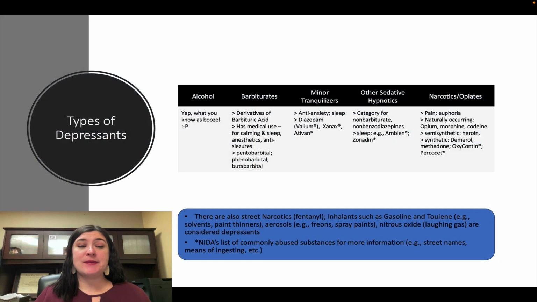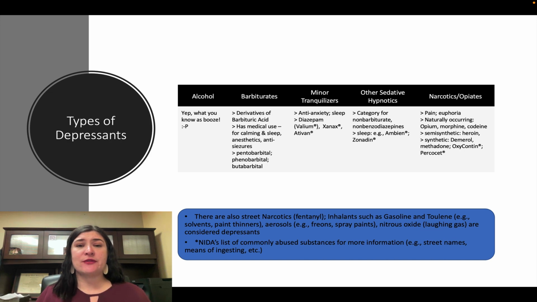The different types of depressants include alcohol, barbiturates. These are typically medically used for calming and sleep or anesthetics. Minor tranquilizers like anti-anxiety, sleep medication, Valium, Xanax. Other sedatives or hypnotics, those are the non-barbiturates and benzodiazepines like Ambien. Narcotics and opiates, those are to relieve pain or create euphoria. They can be opium, morphine, heroin, codeine, methadone, OxyContin, all of those different kinds.